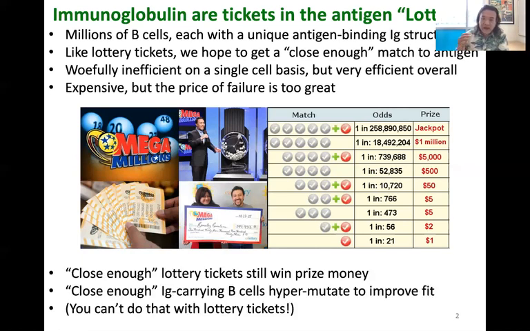So close enough lottery tickets, in this case, still win some prize money, right? Just like close enough Ig carrying B cells can hypermutate to improve their fit. Unfortunately, I wish you could do that with your lottery ticket, right? You said, hey, I matched 4 numbers, but let me just pretend like I had matched this number and this number. Hey, next thing you know, I should have won 300 million bucks, right? Instead of 500. Okay, too bad we can't do that with lottery tickets, but you can do that with your B cells.